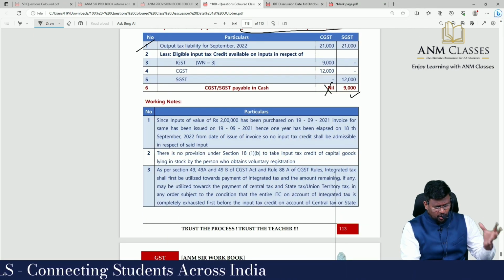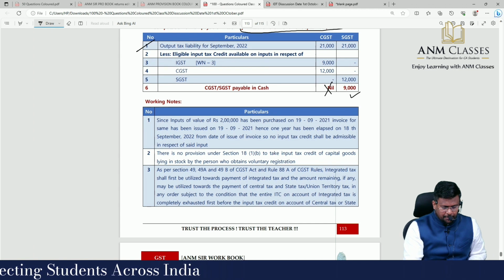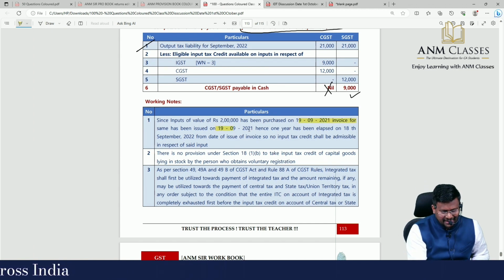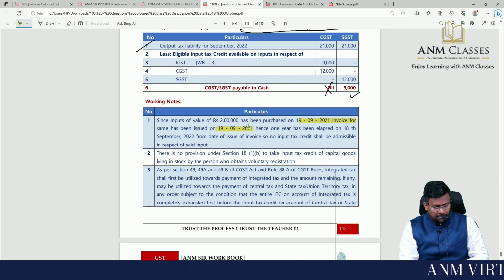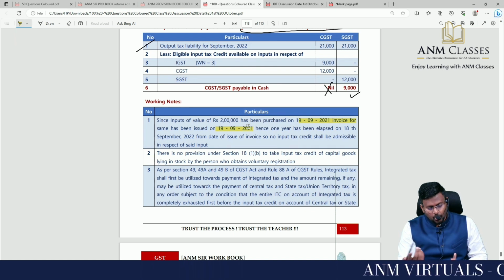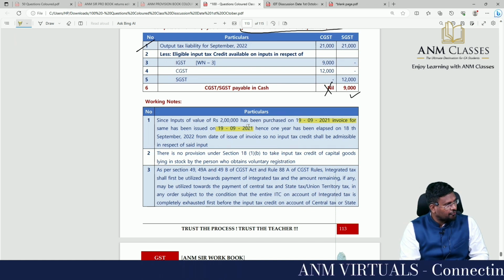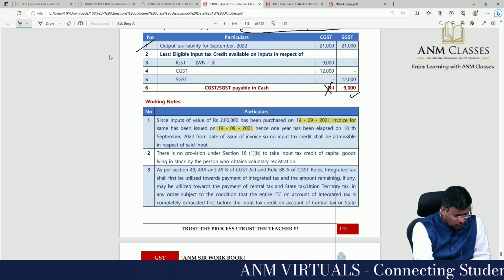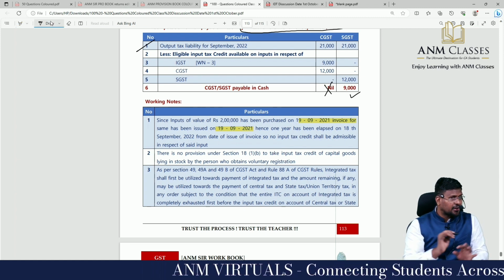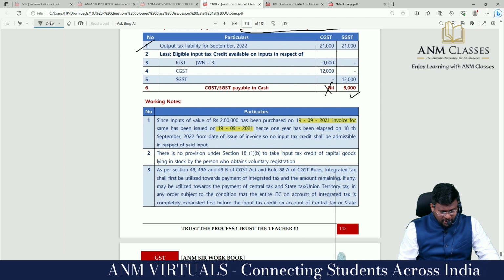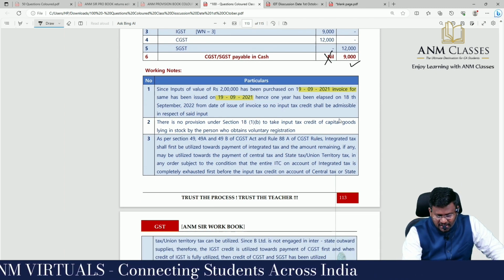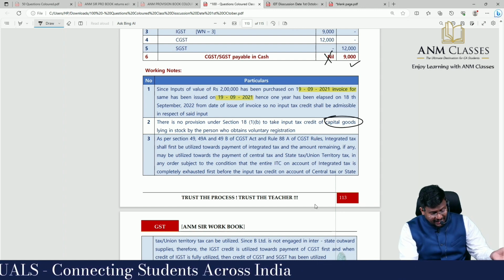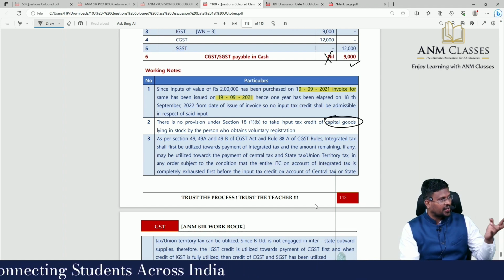Since input of value of 2 lakh has been purchased on 19/9/2021, invoice for same has been issued on 19/9/2021, hence 1 year has lapsed on 18 September from the date of issue of invoice. No ITC is admissible in respect of input. ஆனா இந்த input விக்கும் போது output tax collect பண்ணி தான் ஆகணும். அதுல எந்த வகையான மாற்றம் கருத்தும் there is no provision under 18 subsection 1 clause B to take input tax credit on any goods, capital goods lying in stock by the person who obtain any registration.